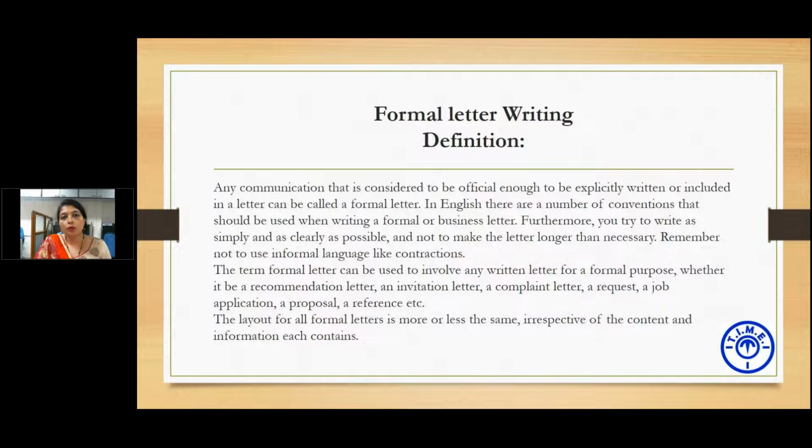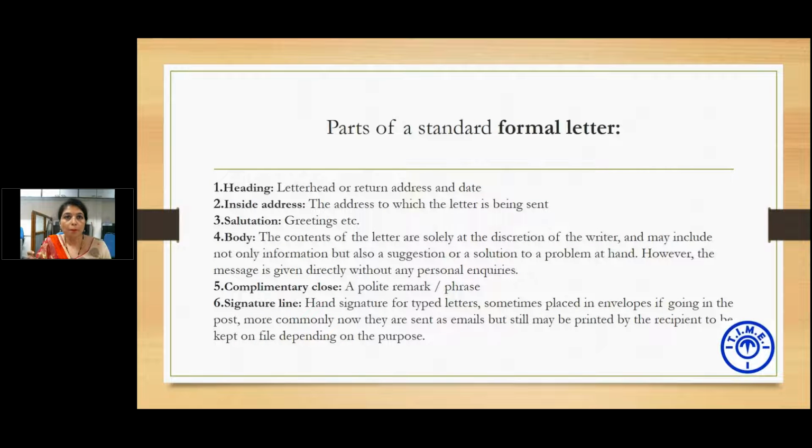Let us now look at the parts of a standard formal letter. Let us first take a quick look at all the parts, and then I'll take you through each in detail and tell you individually what each part has. The first part is called the heading. Under this heading, the letterhead or the return address and date should be written. That means if you are sending a letter to somebody, then your address must be written at this part.